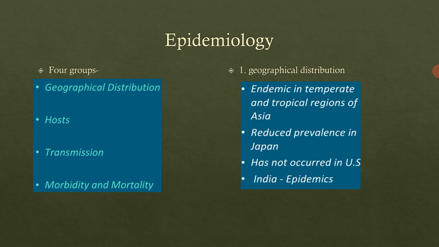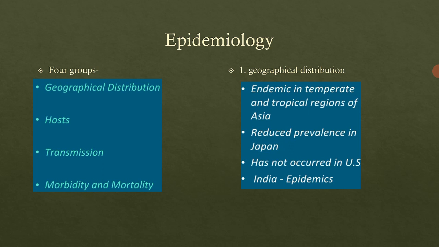Alright, so now we will start with the geographical distribution. The Japanese encephalitis virus is endemic in the temperate and tropical regions of Asia. Endemic is what? A very limited population is included in an endemic region. After endemic there will be epidemic, and after epidemic there will be pandemic, which is the highest, which includes the whole world.